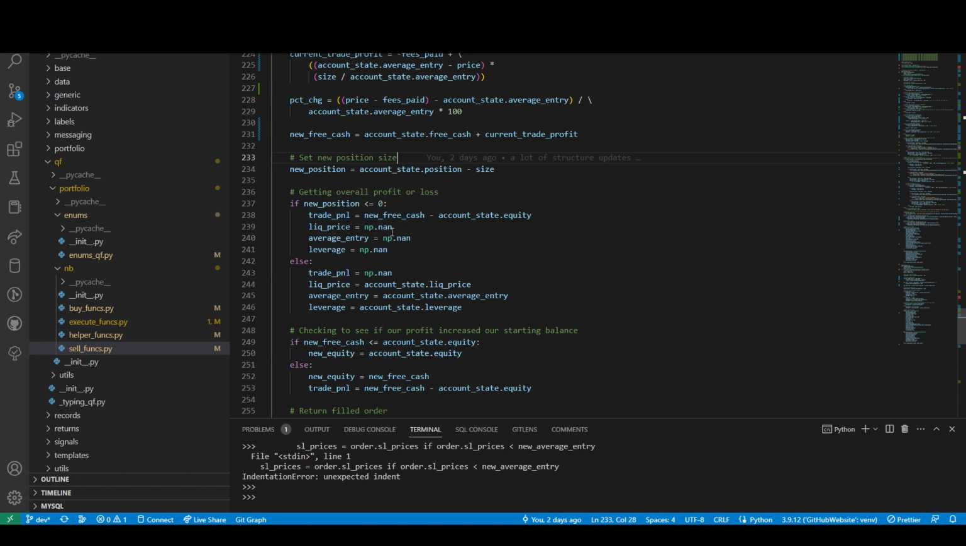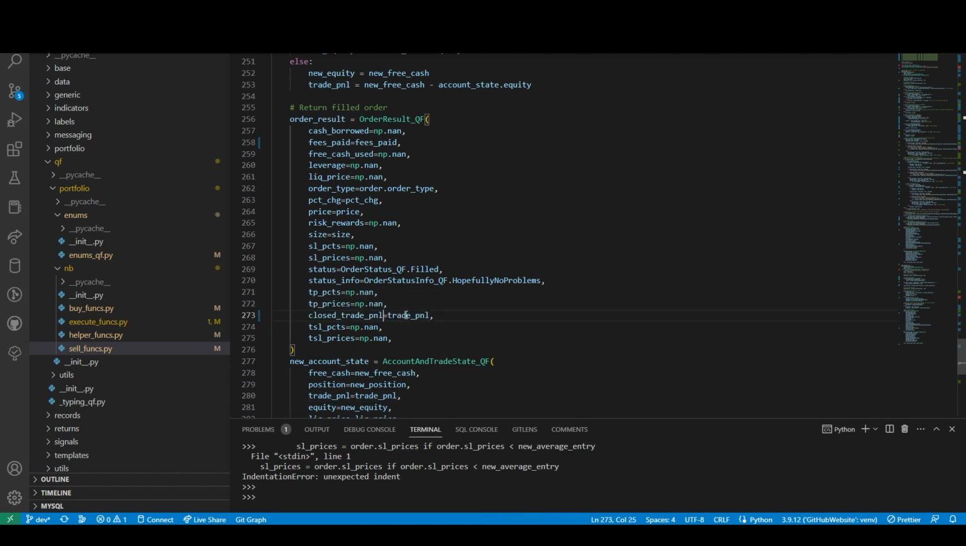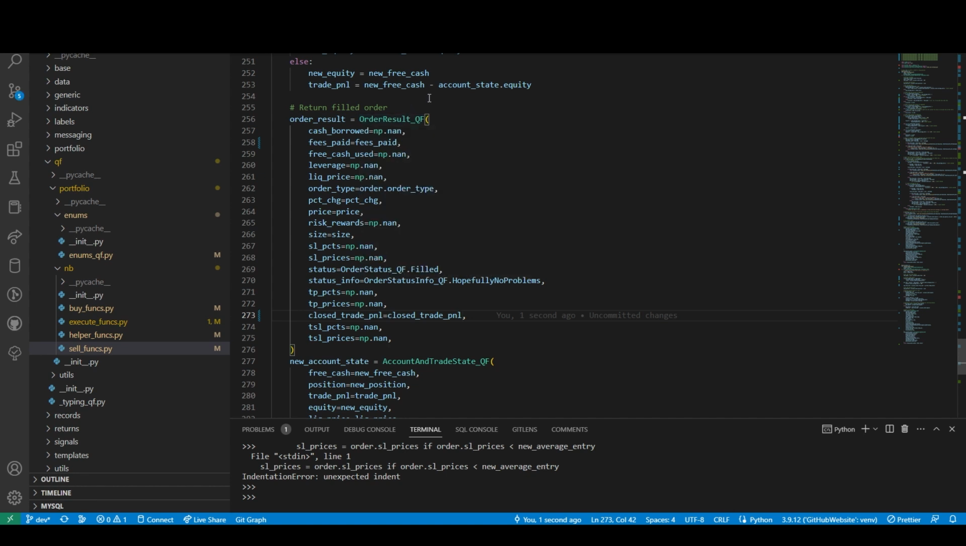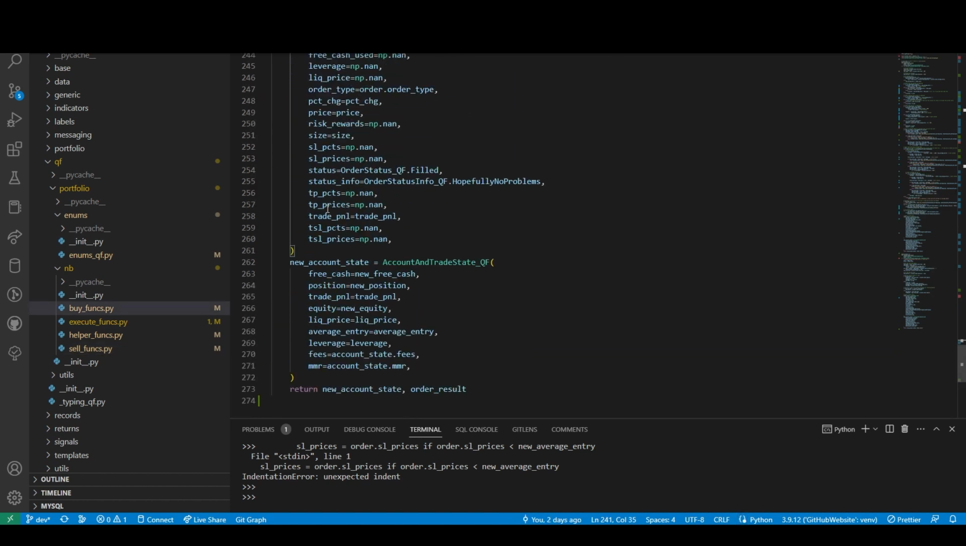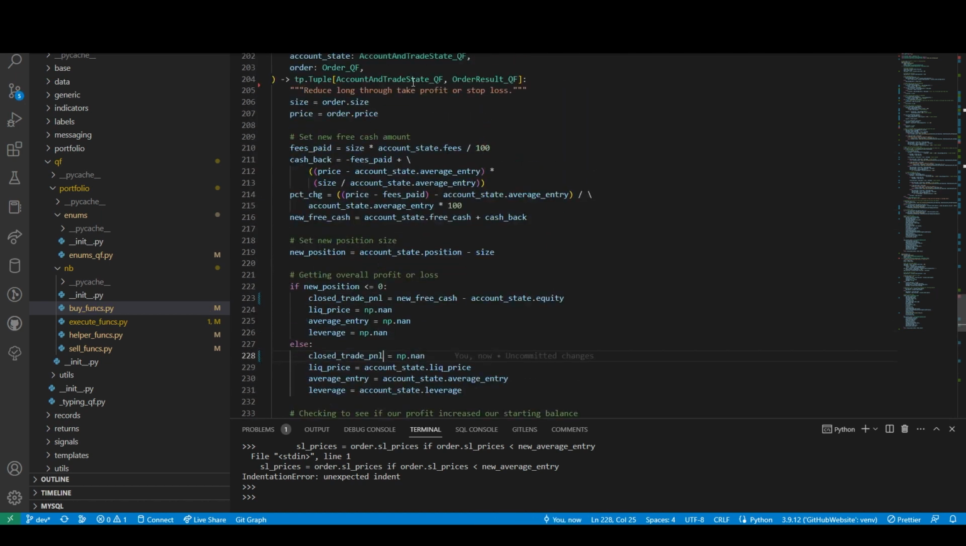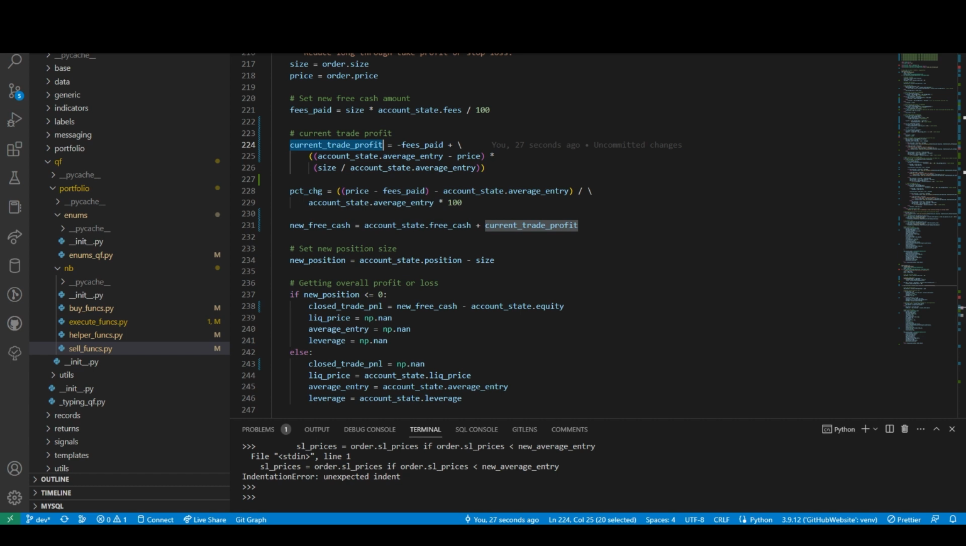This is not real. Closed trade P&L. Order result. Closed trade. God damn it. Closed trade. This is current trade profit. Current trade P&L. That's what it is.